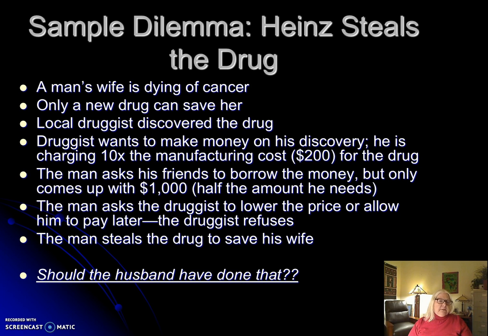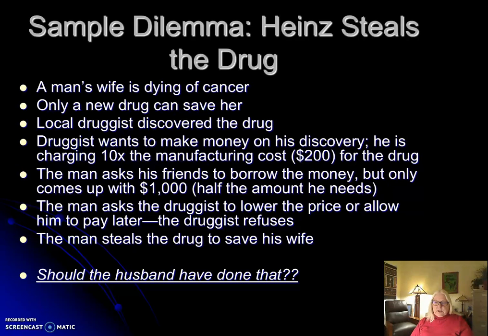So this is an example of a dilemma associated with Kohlberg's theory. It's called the Heinz dilemma, typically. A young man's wife is dying of cancer and only a new drug can save her. A local druggist has discovered the drug, but he wants $2,000 for the purchase of the drug. The husband has no money to buy the drug, but he does come up with $1,000 with the help of his friends. The man asks the druggist to lower the price or to allow him to pay later, but the druggist refuses. The man steals the drug to save his wife.